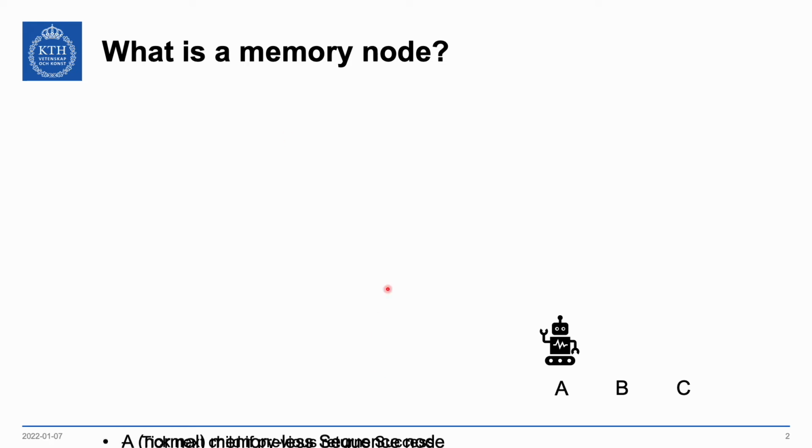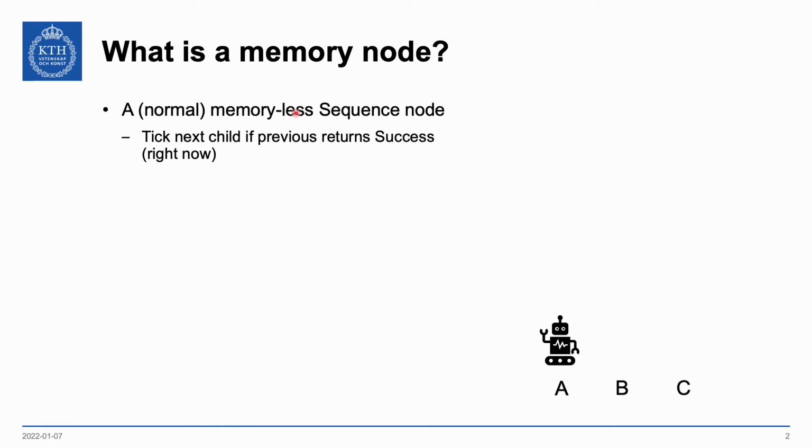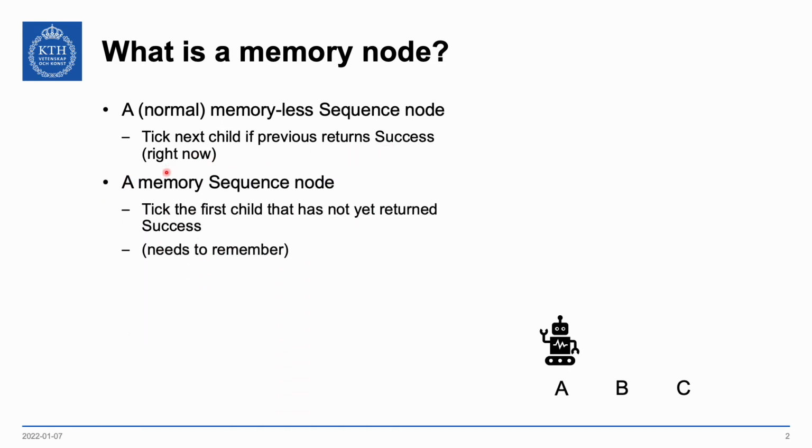So, what is a memory node? Well, a normal memoryless sequence node ticks the next child if the previous one returns success right now. So it's constantly checking if the previous one returns success, and when it does, it ticks the next, and so on. A memory sequence node, on the other hand, ticks the first child that has not yet returned success. So it remembers which subset of the children have already returned success, and then it ticks the first one that has not returned success.